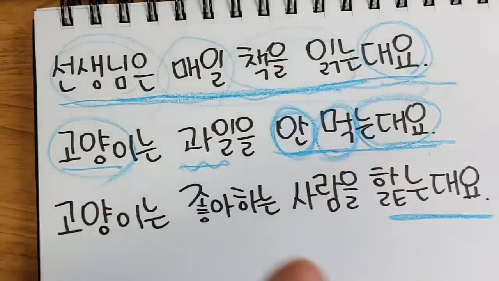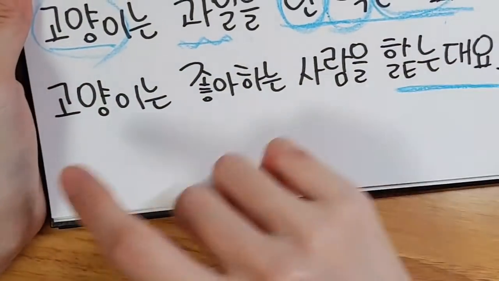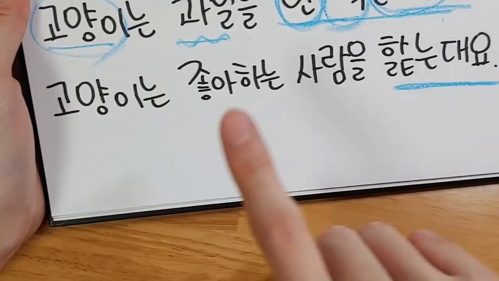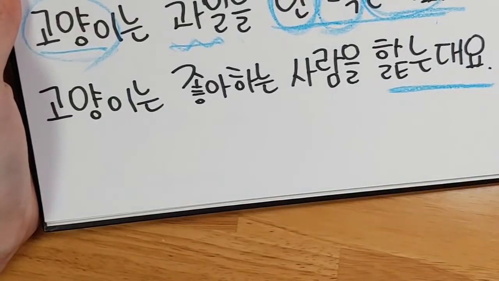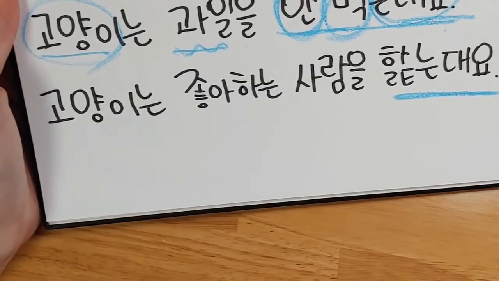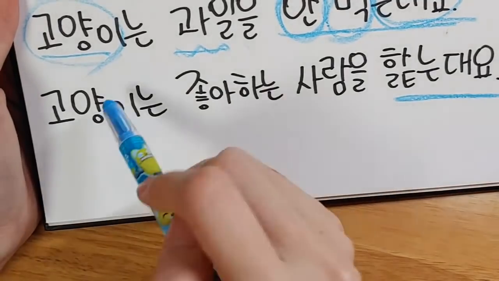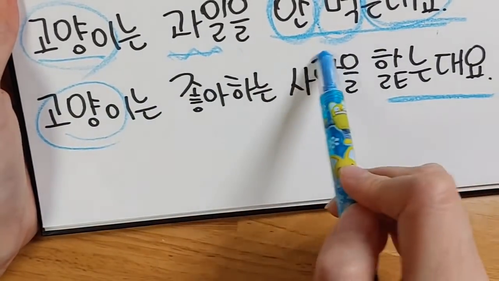That's what I hear. Cats don't eat fruits. That's what I hear. 그 다음에 next one. 고양이는 좋아하는 사람을 핥는데요. I hear cats lick people they like. 네, 잘했어요. 네. 고양이는 cat 좋아하는 사람.